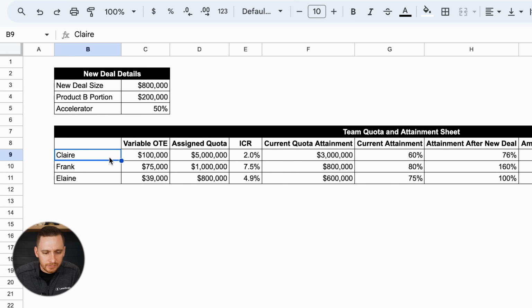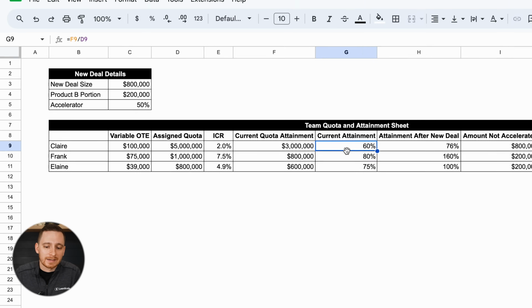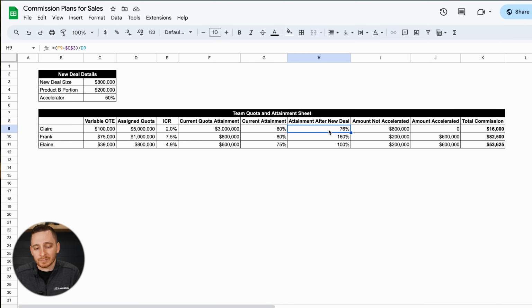So Claire, we have her variable OTE of $100,000, her assigned quota of $5 million. She has a 2% individual commission rate. Her current quota attainment, which remember is the roll-up of her whole team, is $3 million against that $5 million. So she's currently at 60% attainment of her region. After the new deal comes in, she's going to be at 76%. So nothing is hitting that accelerator quite yet. And her total commission is going to be $16,000 on that deal.